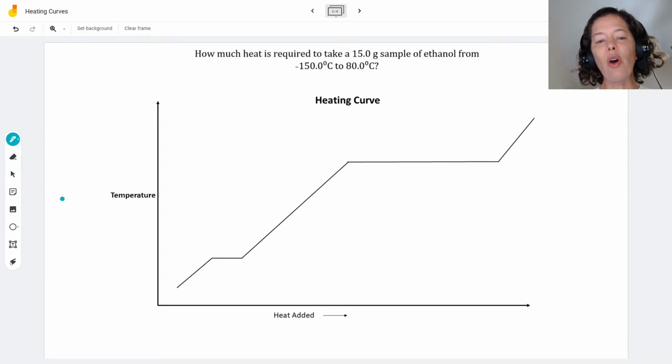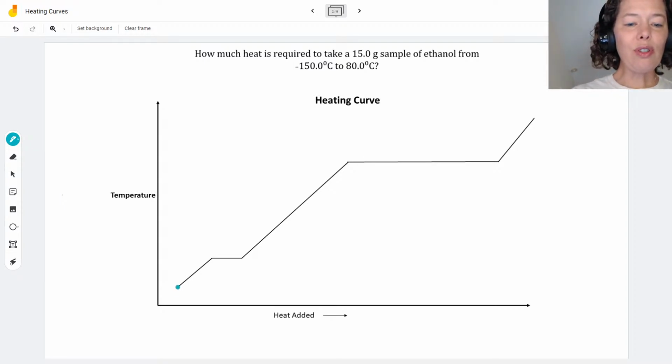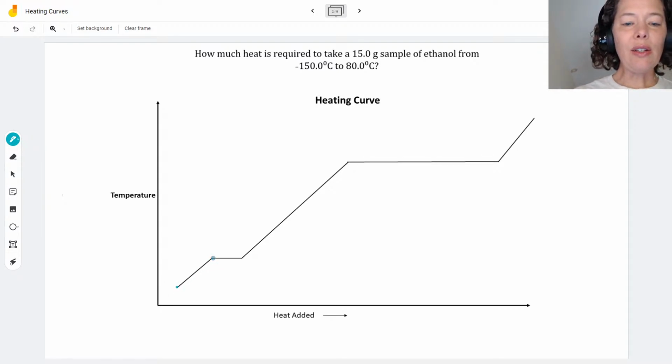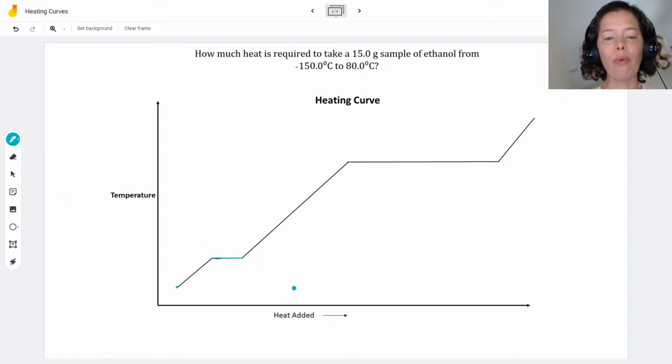Okay, so there are parts of the heating curve where you're changing temperature and parts of the heating curve where you are not changing temperature. And these happen at very specific points. So you can see we're starting down here at a low temperature. Again, it's not specified. And then we are heating to this plateau right here.